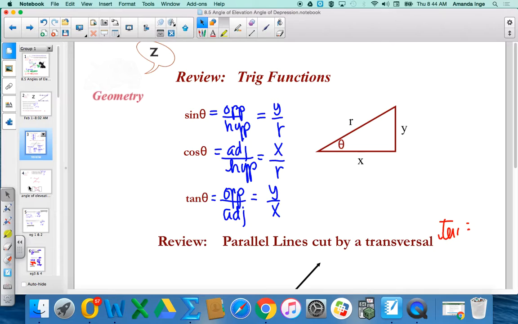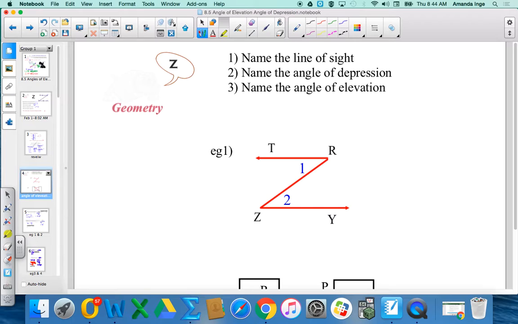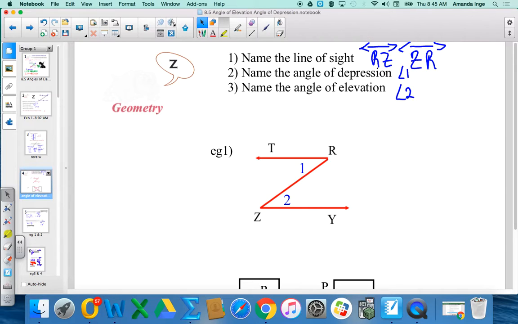All right, so once again, going over it again. Line of sight is RZ or ZR. Angle of depression is angle 1, and the angle of elevation is angle 2. You know that angle 1 and angle 2 are congruent if this is parallel to that.